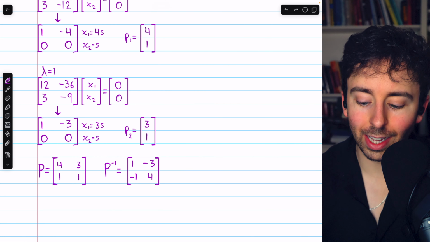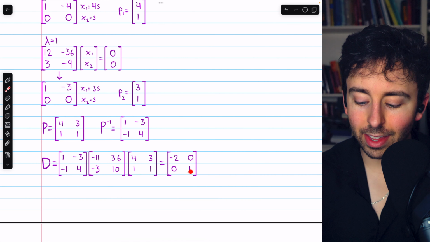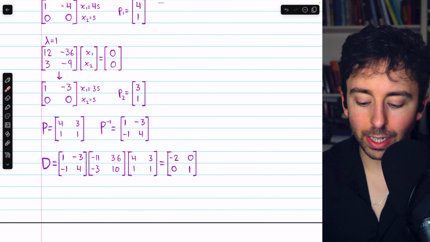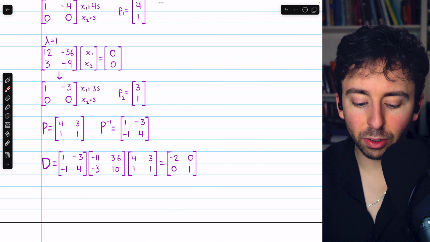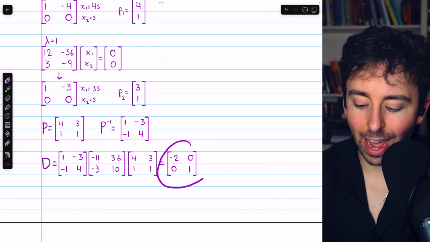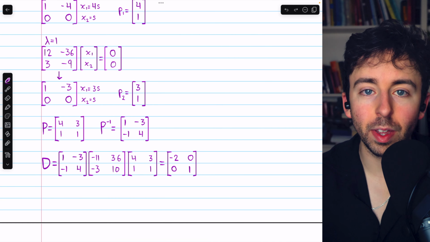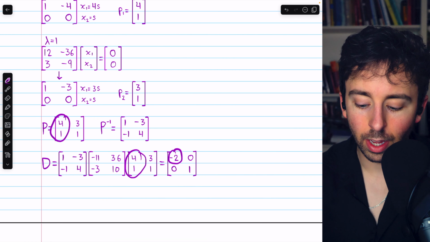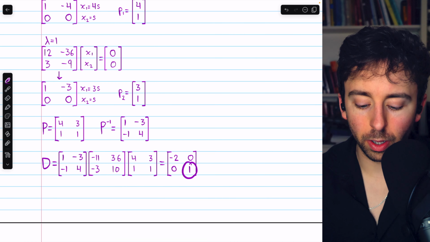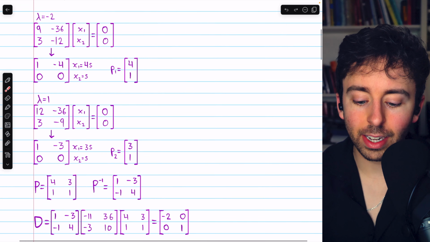In order to diagonalize A, we do P inverse times A times P, and it looks like this. Our diagonal matrix D is found by taking P inverse, multiplying by A, multiplying by P, and as we already said, the result will be this diagonal matrix, whose diagonal entries are the two eigenvalues of A. The first eigenvalue corresponds to the first eigenvector that we used in P, and the second eigenvalue corresponds to the second eigenvector that we used in P. And that's how to diagonalize a 2 by 2 matrix.